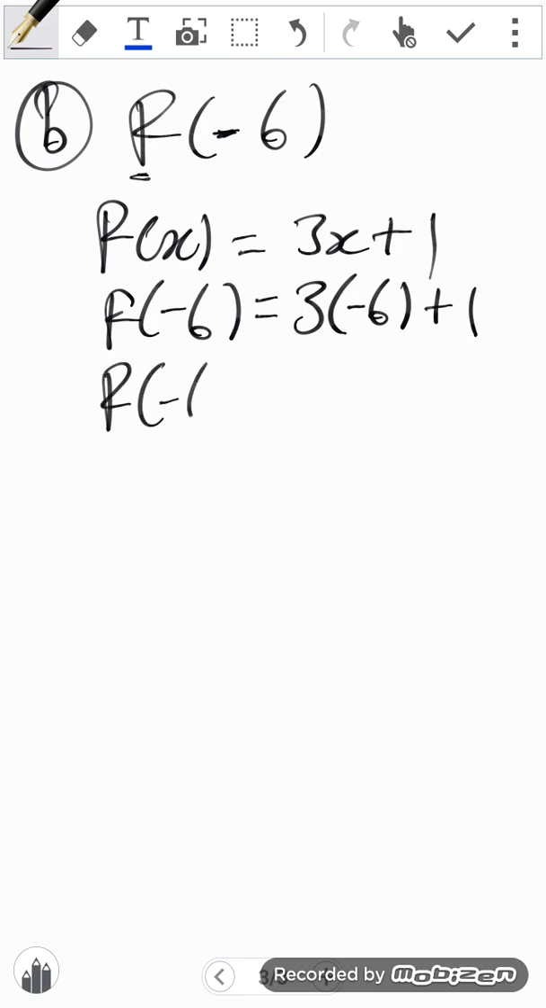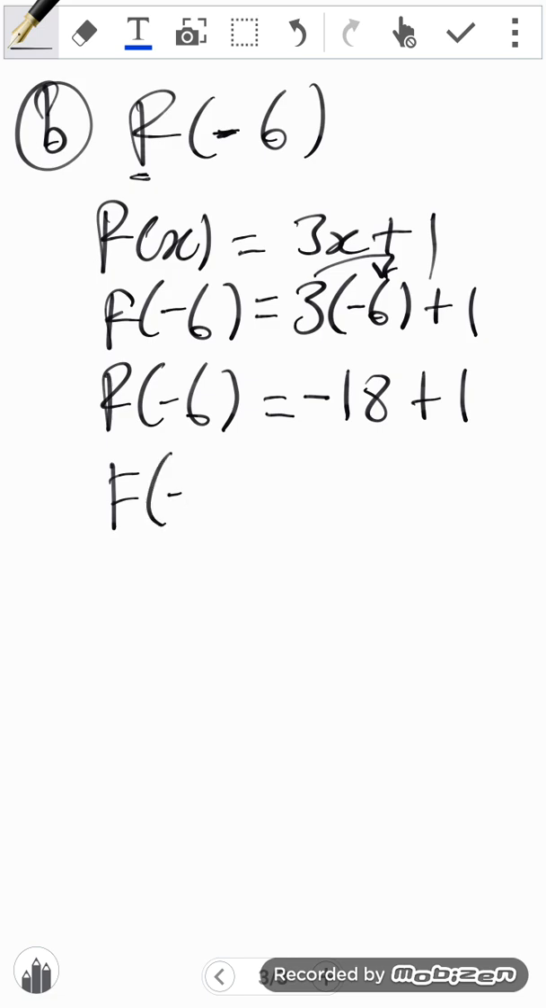f of -6 is therefore equal to 3 times -6. 3 times -6 will simply give you negative 18 plus 1. Alright, let's continue. And therefore, f of -6 is then equal to -18 plus 1, which will give you negative 17 as your final answer. Okay? I hope we're clear.